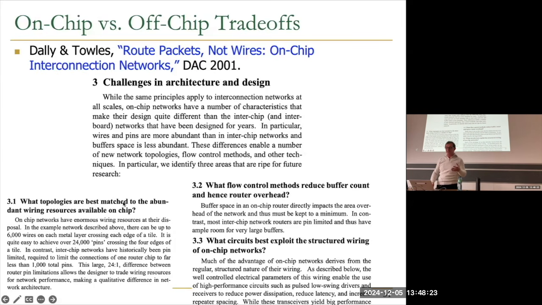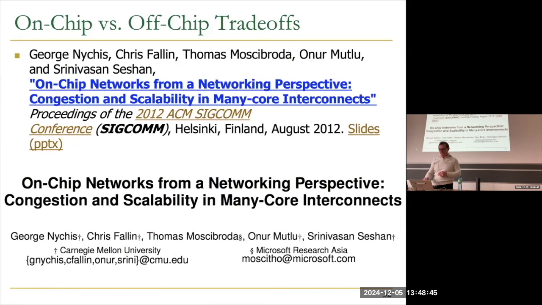What topologies are best matched to the abundant wiring resource available on chip, for example? What flow control methods reduce buffer count and reduce router overhead? Which is an interesting question to ask. Even after this question was asked, let's say in 2001, a lot of people didn't think about it as deeply, in my opinion. So we'll see some more thinking in this direction. Okay, I'll not go through this, so you can read the paper. It'll be on your homework, I think.